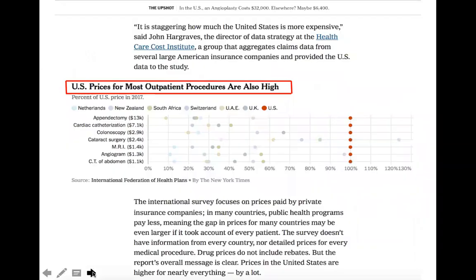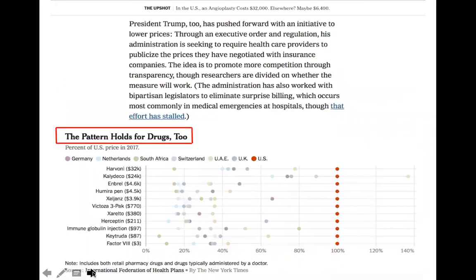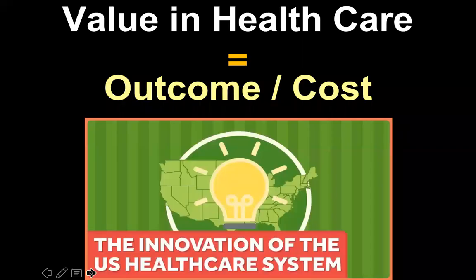Outpatient procedures, we have the highest prices. Prescription drugs, we tend to have the highest prices. Sometimes our generics are a pretty good bargain, but the generics can get out of control too. And this brings up this point that value in healthcare equals outcome divided by cost, or value in healthcare equals outcome divided by price. Cost and price are interchangeable.